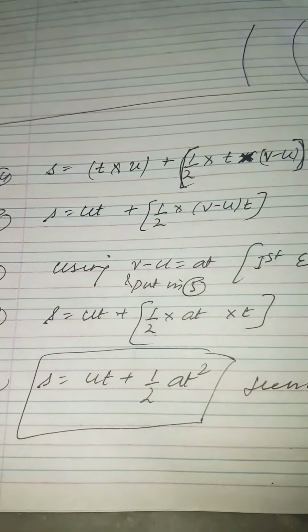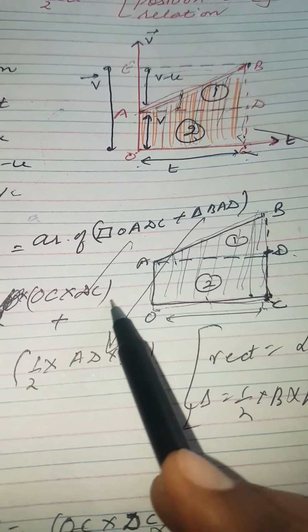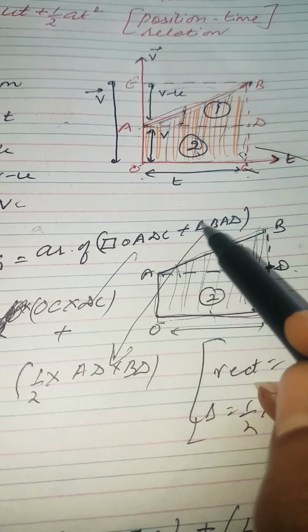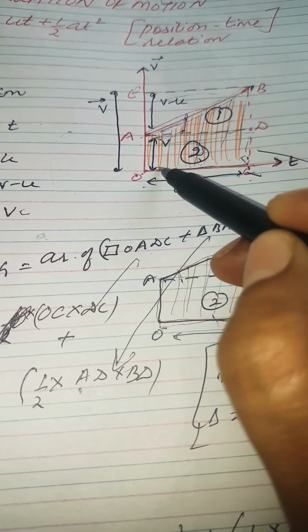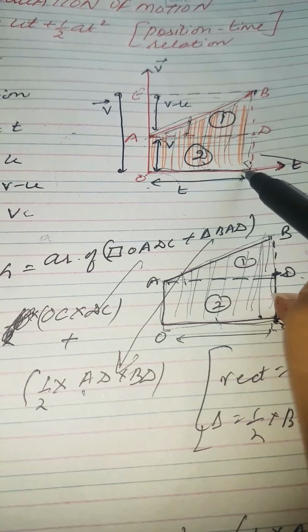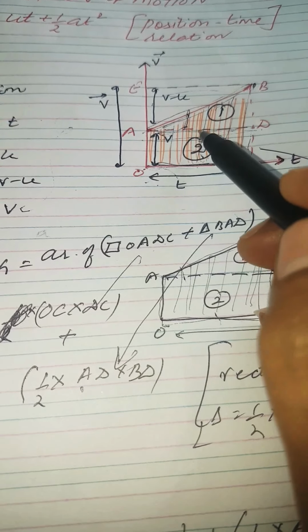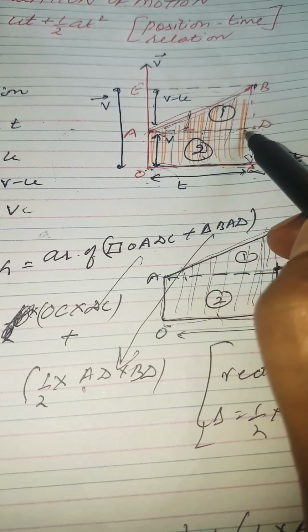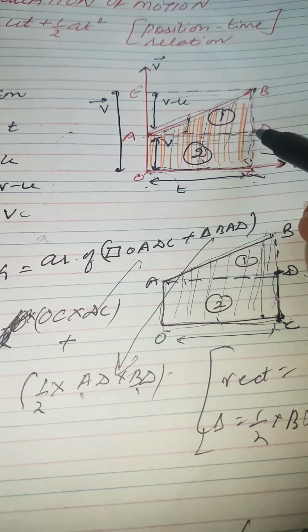तो अब सारी values हमने जब put करी तो OC की value, OC if you look at the graph, this is actually T, DC is U, OC is T, and AD is again T. जो rectangle का base था वो T था और जो triangle का base है वो भी वही parallel lines हैं, तो वो भी T है. So length of rectangle is same as that of base of triangle. And BD is what? BD is V minus U.